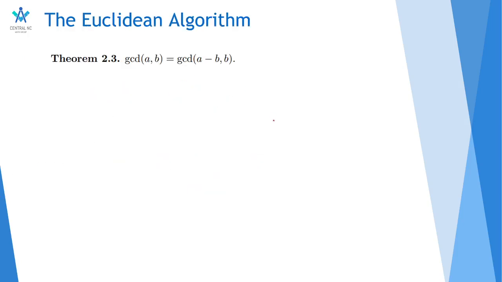The Euclidean algorithm and theorem 2.3, all it tells us is that GCD of a and b is equal to GCD of a minus b and b. This seems so simple, yet it is very powerful. The proof for this may seem a bit complex for those of you who are just looking at modular arithmetic for the first time.